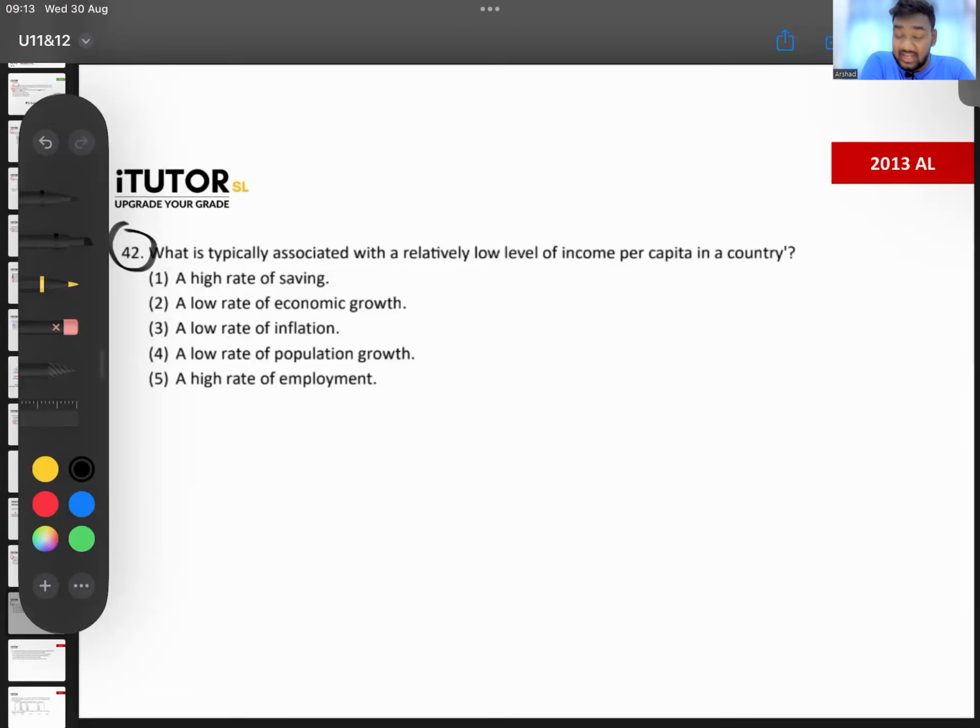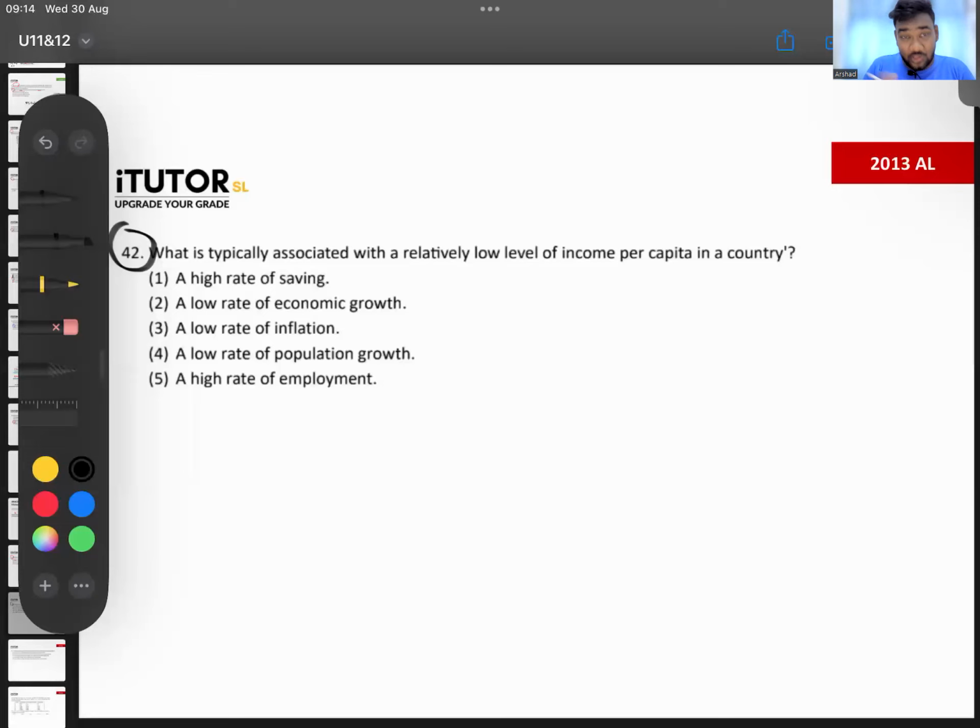A high rate of savings, low rate of economic growth, low rate of inflation, low rate of population growth, low rate of employment. Now think, guys, this is something that you can definitely think for Sri Lanka. Sri Lanka this year in 2022, the per capita income went down. GDP per capita, which was at around $3,700, $3,800, went down to 3,474. So along with that, what's the other thing that happened?